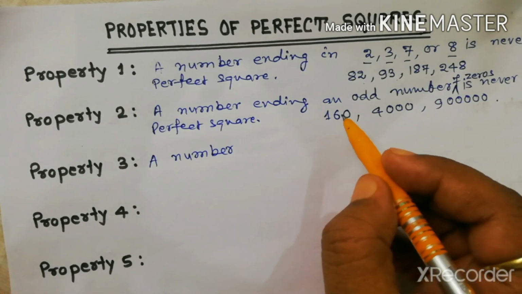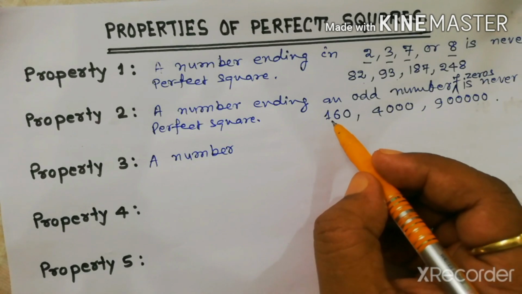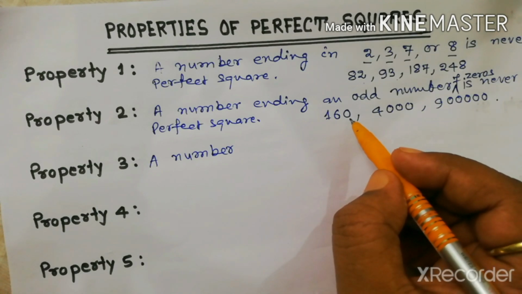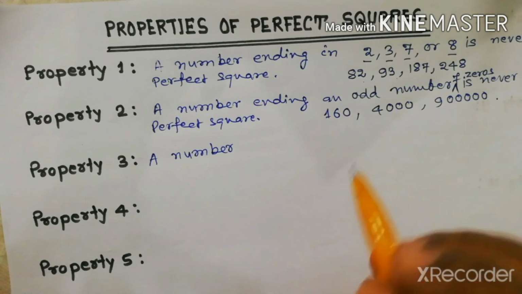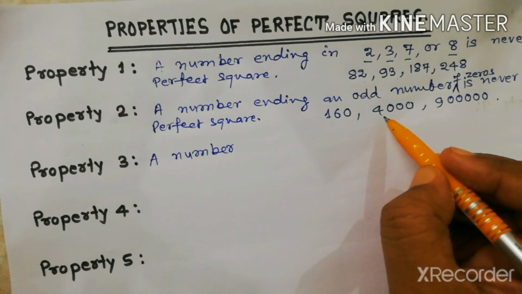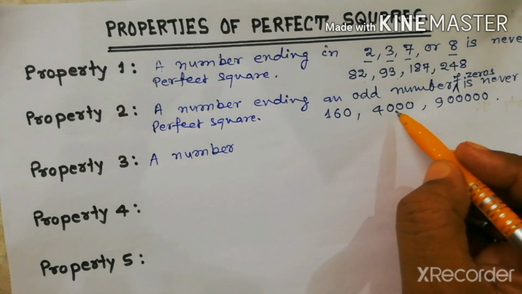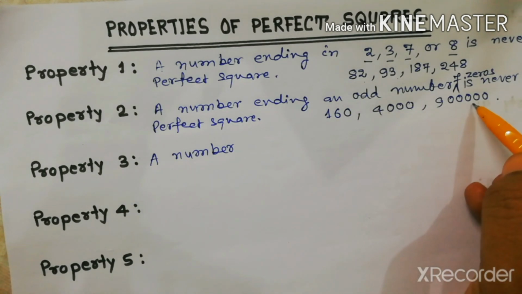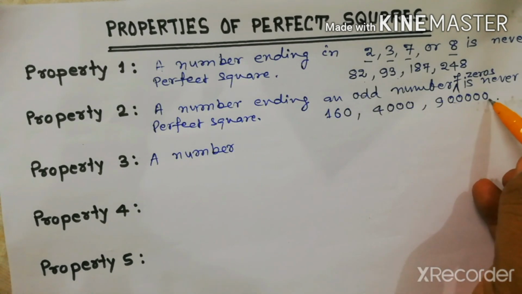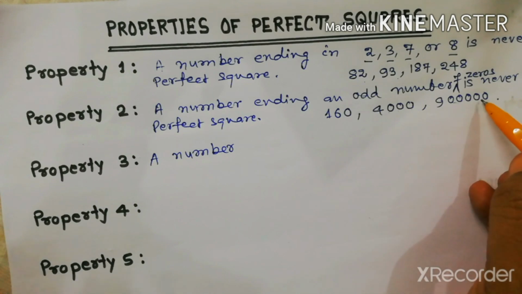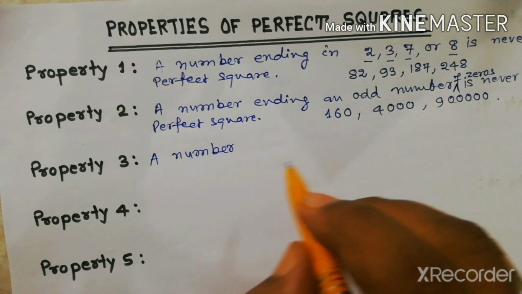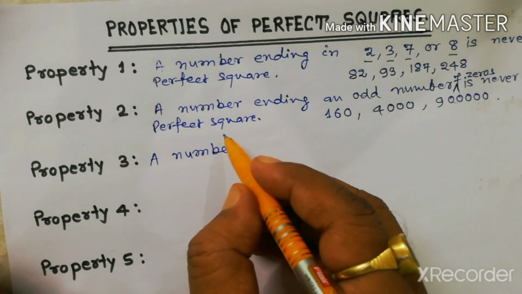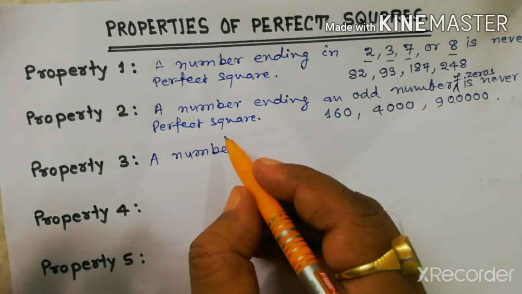160. 160 is a number ending with an odd number of 0s. That is, only one 0 is here. In 4000, there are 3 zeros at the end. In this number, there are 5 zeros at the end. So these numbers cannot be a perfect square. This is the second property.